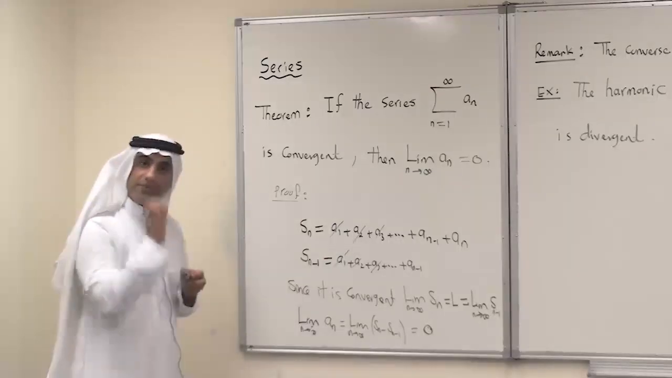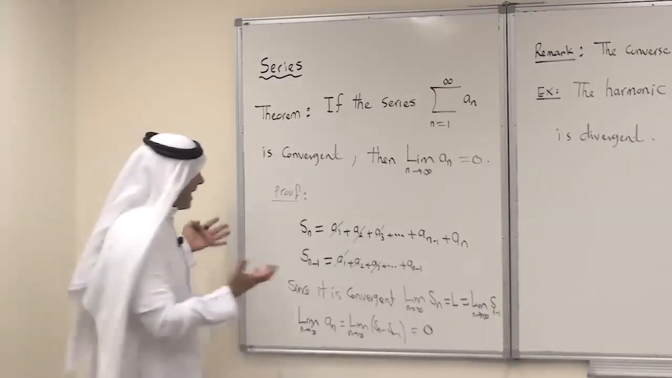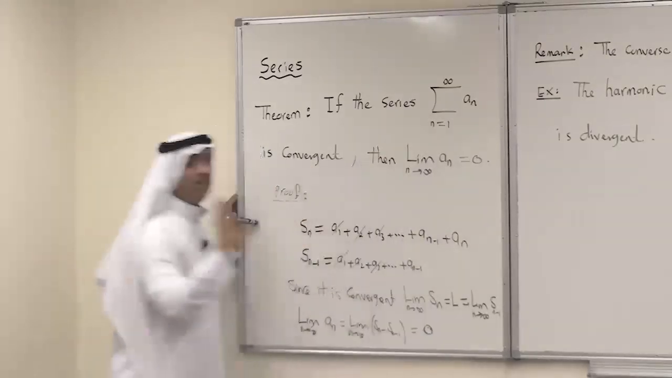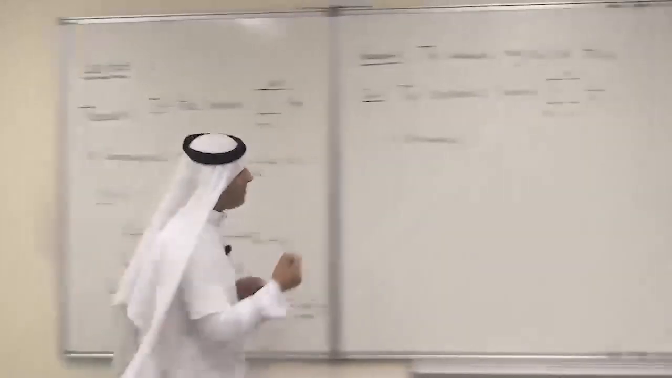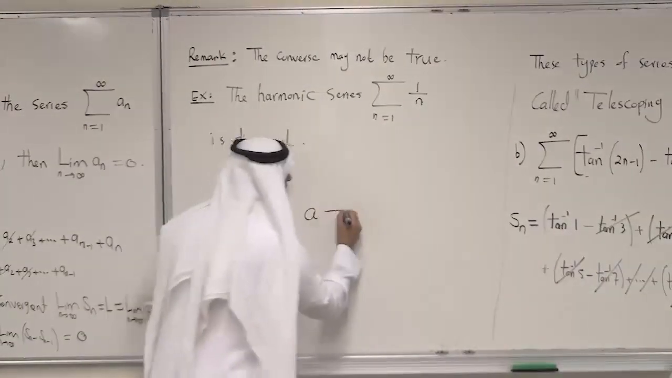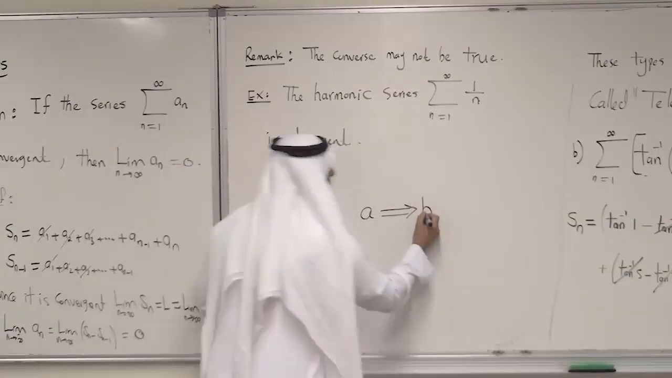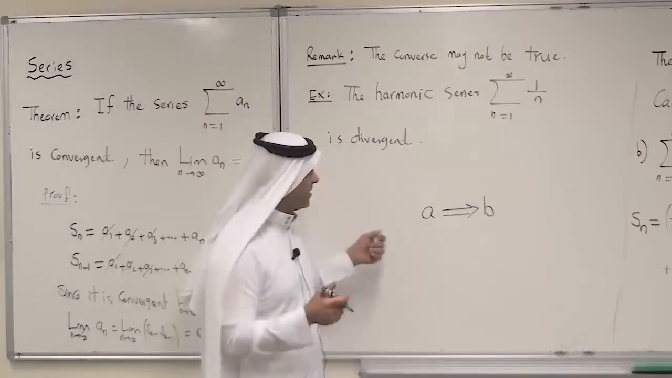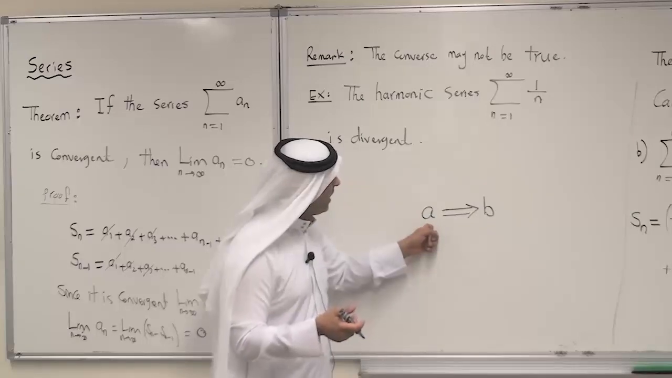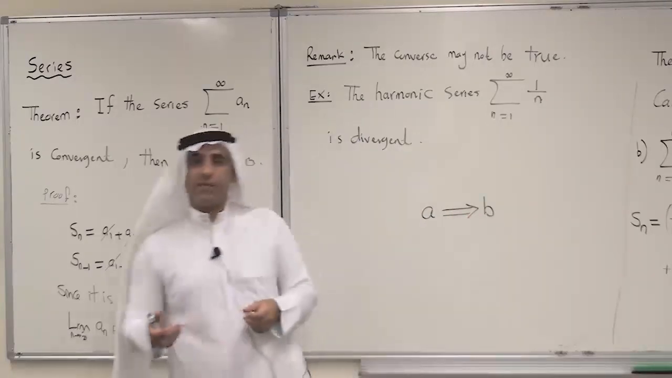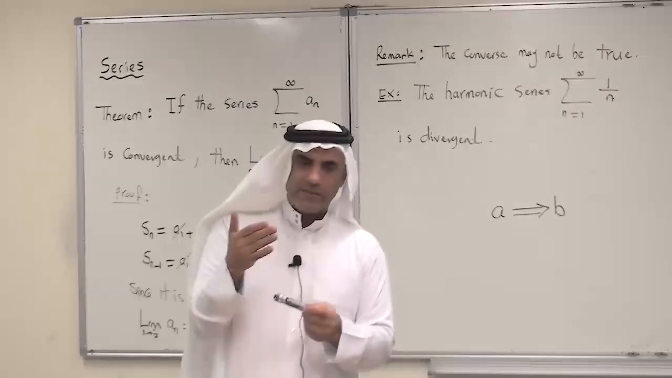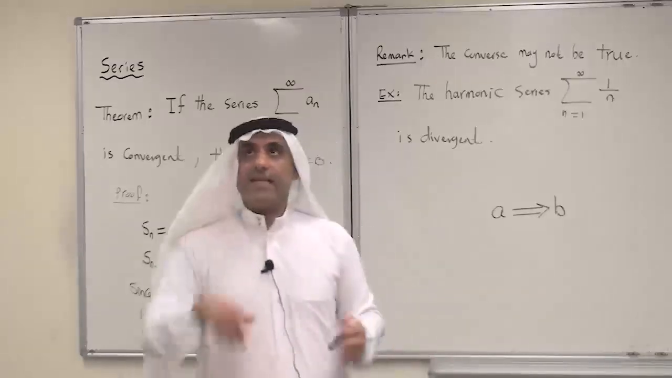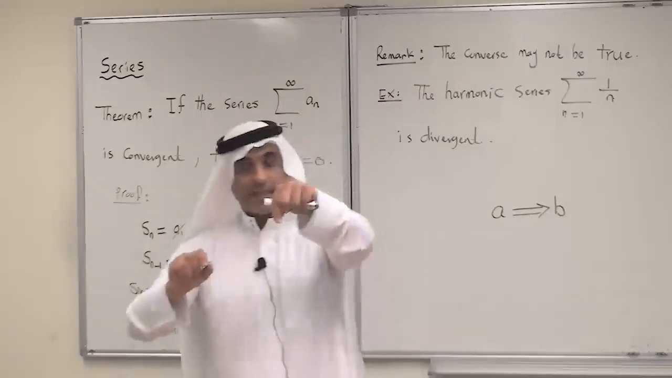Okay, let us read it carefully here. Does it say that if the limit of an equals 0, then the series is convergent? The answer is no. Be careful. In mathematics, if we have a statement A implies a statement B, it is not always that B implies A. Let me give you an example from your previous studies. We said differentiability at a point implies continuity of the function at that point. Does it mean that if the function is continuous, then it is differentiable? No. The absolute value function at 0 is continuous, but it's not differentiable.